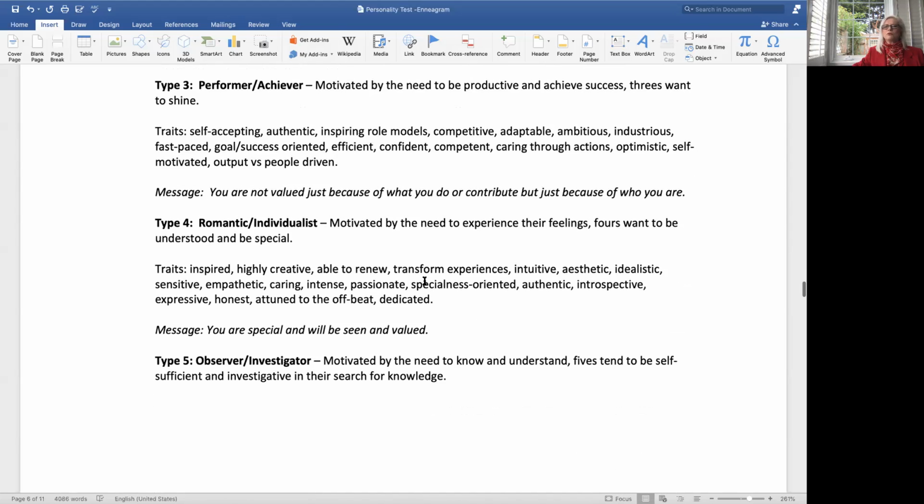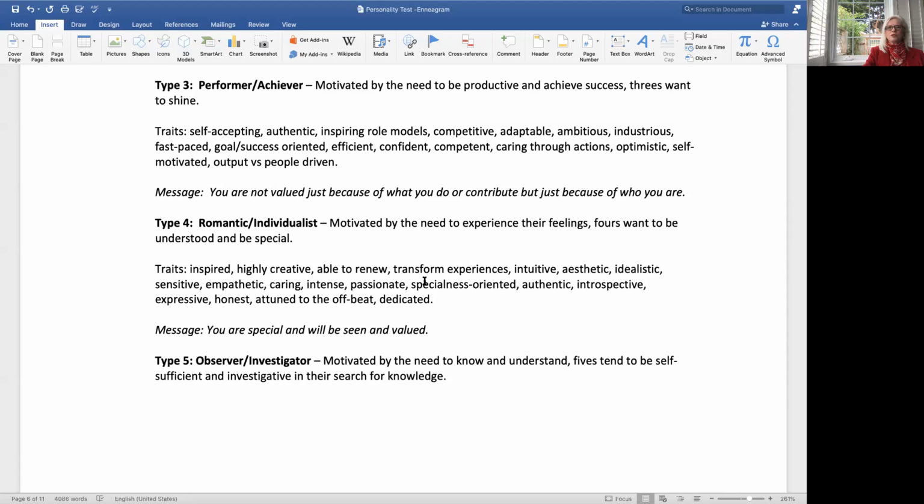The third type is the performer achiever. And in the United States, the performer achiever is a pretty common type to be because culturally and conditionally, both men and women are encouraged to be highly productive and achieve success. And 3s really, they want to shine. They want to do the right thing. They want to stand out. They want to be productive. They want to get it done. And so it's really good to have a performer achiever on the team because they're going to get things moving and be output oriented.